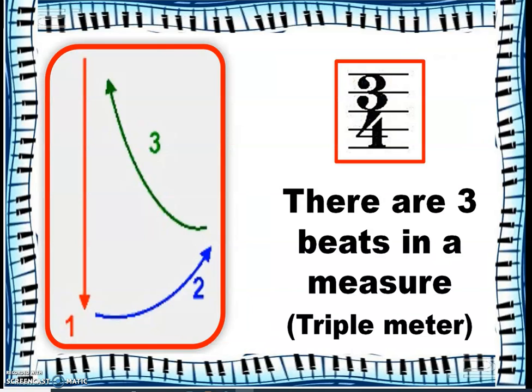We have the 3-4. What is the top number? The top number here is 3. And what is the meaning of 3? There are 3 beats in a measure, which is a triple meter. So, if you can see, the first beat is downward, count 1, outward, count 2, upward, count 3. So that is how it is to be conducted.